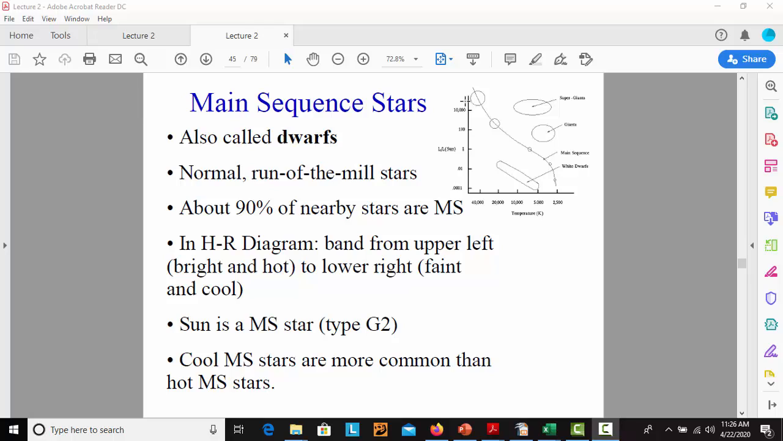We said that main sequence stars are also called dwarfs, and they're your normal run-of-the-mill stars. About 90% of our nearby stars are main sequence stars. In the HR diagram, this band goes from bright and hot to faint and dim. Our sun is a main sequence type G2 star, and we'd end up somewhere around here, right, with a luminosity of 1. And the cool main sequence stars are more common than hot main sequence stars.